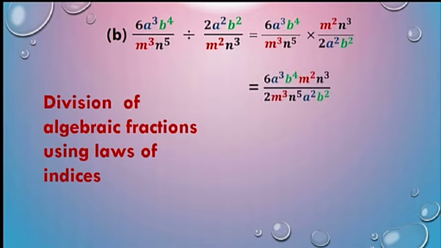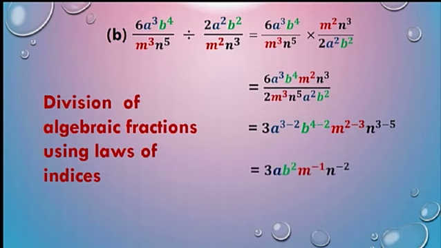Then we try to use laws of indices, but since we don't have common terms in the numerator and also in the denominator, there is no multiplication law of indices here, but we have common terms in numerator and denominator. Here we're going to perform the division law, and also for the integer value, we have 6 over 2, which is of course 3. Then simplifying the answer, we will be left with 3a b power 2, m power minus 1, n power minus 2.